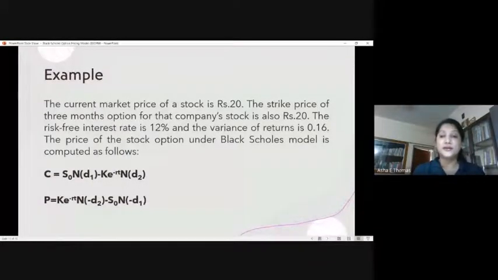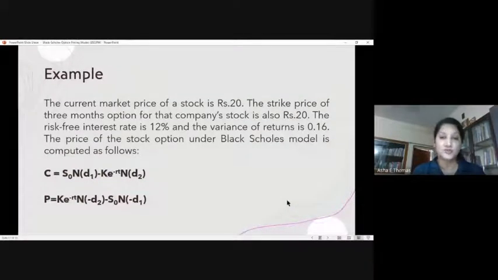And then the model, we are asked to compute the price of the stock option using the Black-Scholes model. And of course, 3 months. So T in this case would be 3 by 12, 3 months being given as the time period for this particular option.